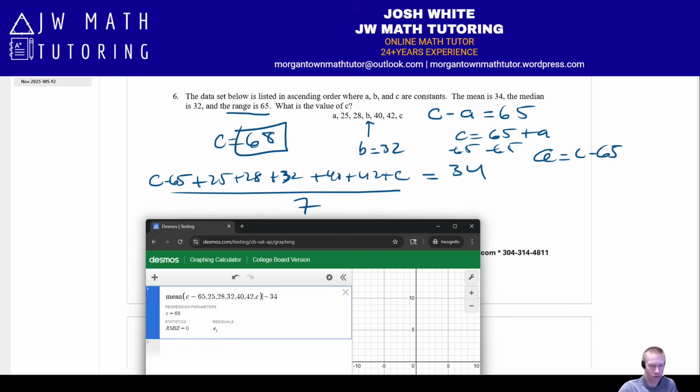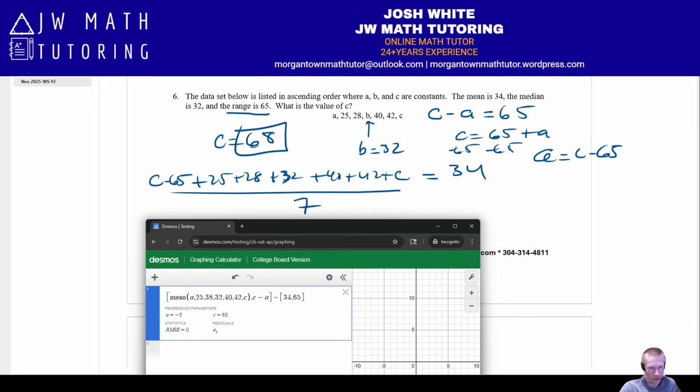Lastly, here's how you could solve the whole thing just using a system of equations in one shot. So what I would do now is say the mean of A, 25, 28, 32, 40, 42, and C, comma, let me close this, tilde. Okay, so we know that is equal to 34. We also know, and this is where the system of equations comes in, C minus A is equal to 65.